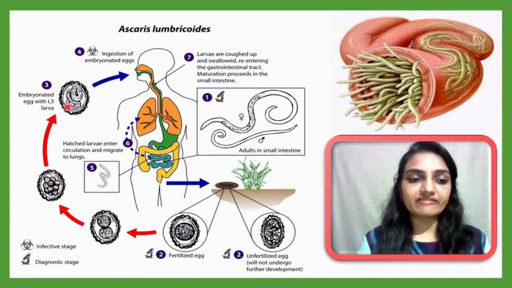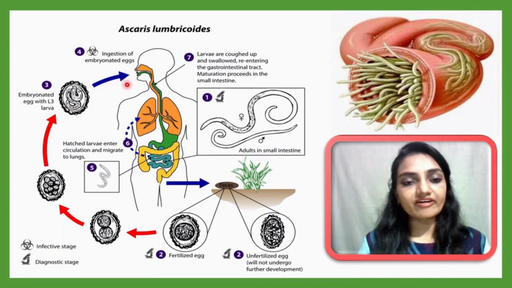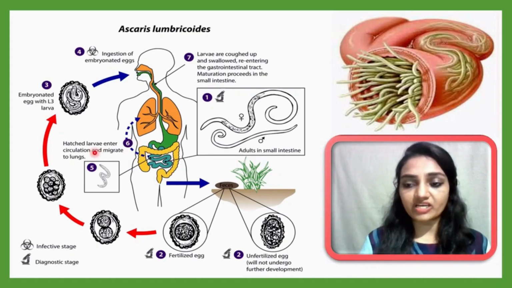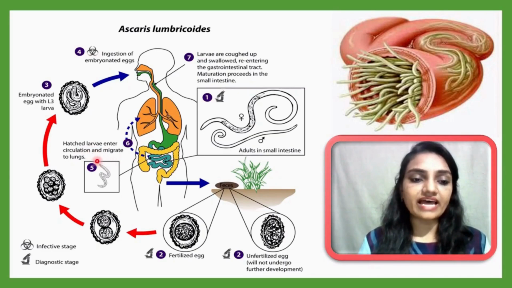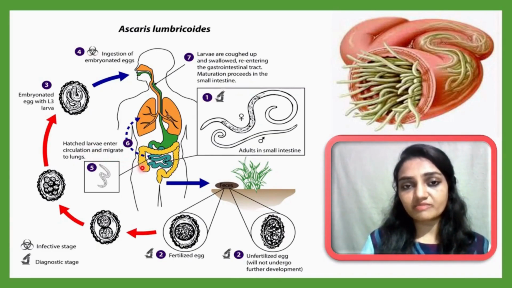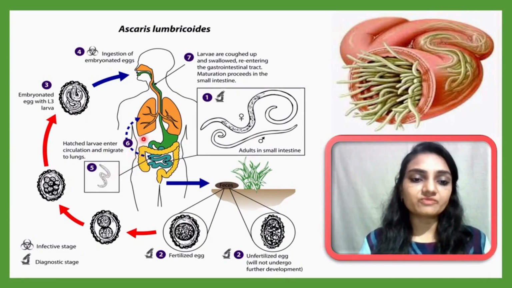Then when the L3 larva is ingested by the person, it will reach the small intestine. In the small intestine, they will hatch out. After hatching, the larvae will enter the blood circulation, and along with the blood circulation they will migrate towards the lungs. Finally, they will reach the lungs.